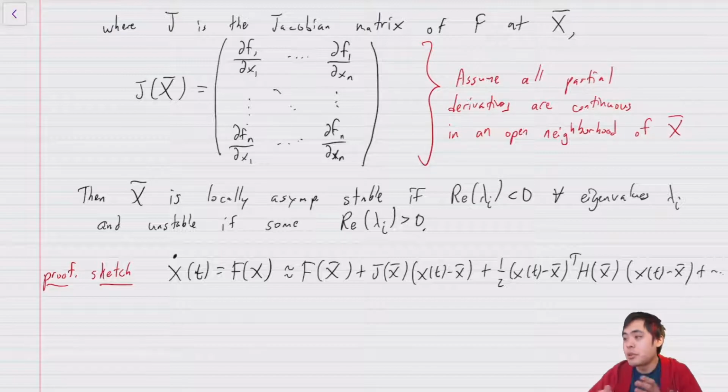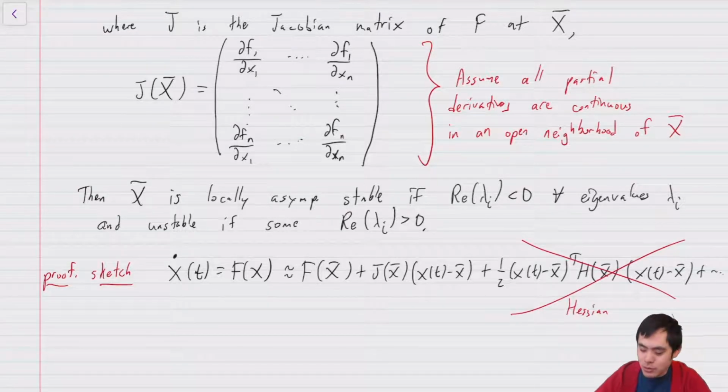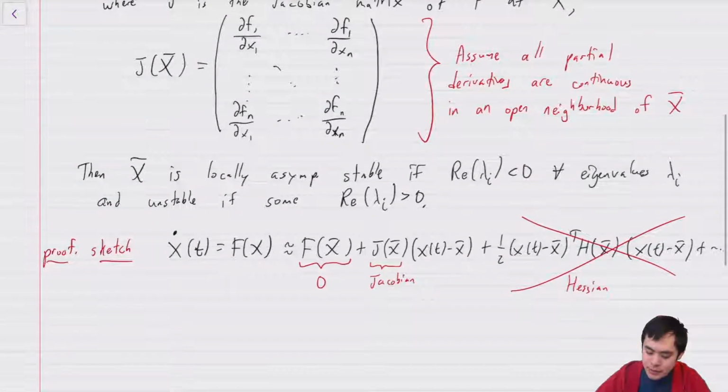And note that if we were to use this theorem with remainder, instead of being at x bar, you would be at some point in the local neighborhood. But we're going to ignore all that for now. So this is the Hessian, but because we're only looking at the first order linear approximation, we can completely ignore that. This is the Jacobian. And this here is equal to 0, because we're linearizing around an equilibrium, which makes life easy.